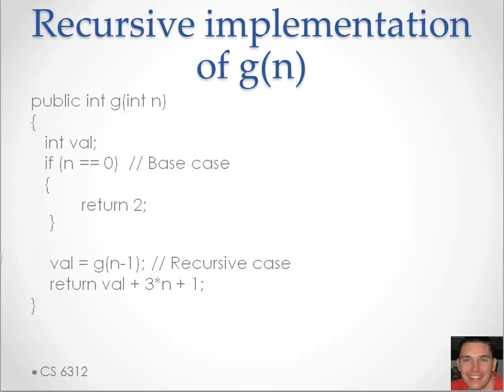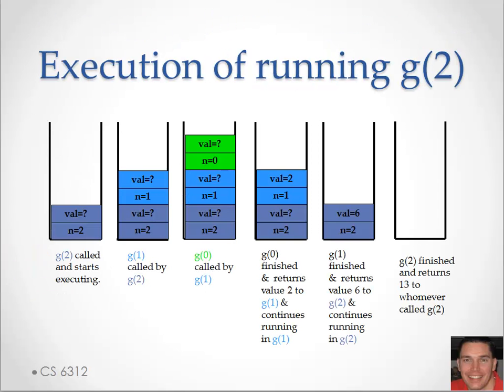Now if we look at the execution of g(2), when g(2) is called, it pushes on its local variables, which are n and val. When it's initially called, n has the value 2. It reaches the line where it says val equals g(2 minus 1), g(1). So now g(1) is called. When g(1) is called, it pushes n and val on the stack. These are its own local variables for the invocation of g(1). Notice here that n equals 1.